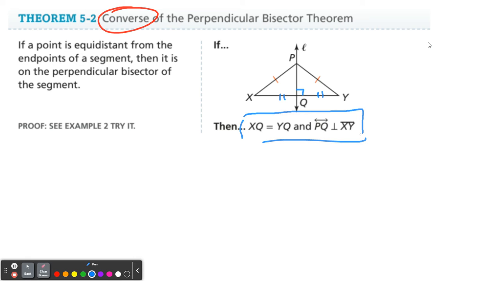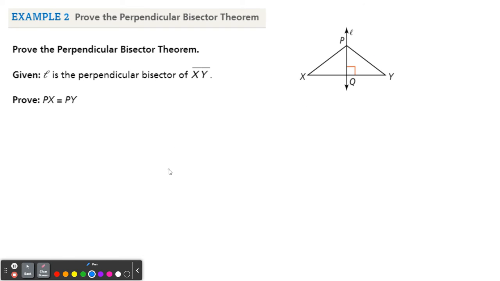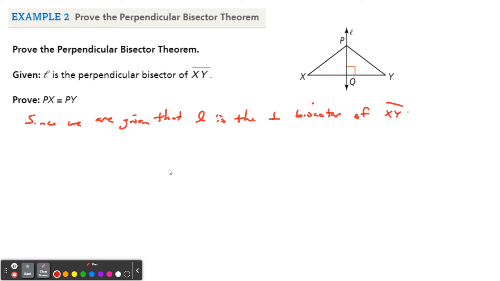All right, so let's prove the theorem. Love to prove things. So here we go. Here's our picture. We're going to prove the perpendicular bisector theorem. So it says, given that L is the perpendicular bisector of segment XY, prove that PX equals PY. I'm going to do it in a paragraph proof. Okay? So we're going to say since we are given that L is the perpendicular bisector of segment XY.